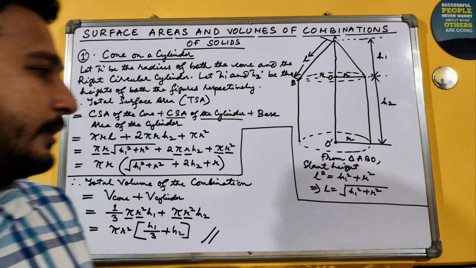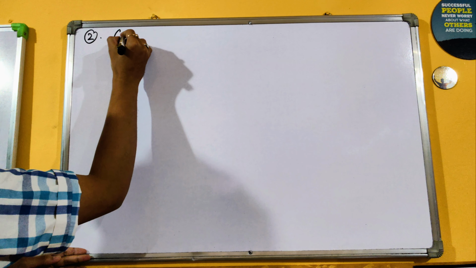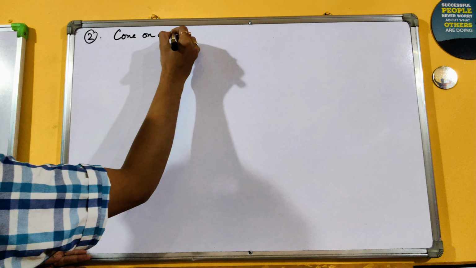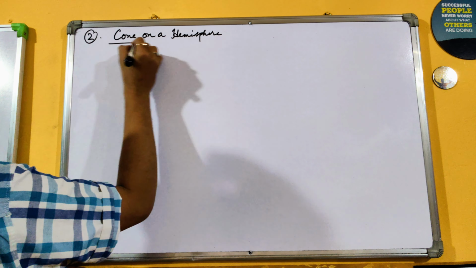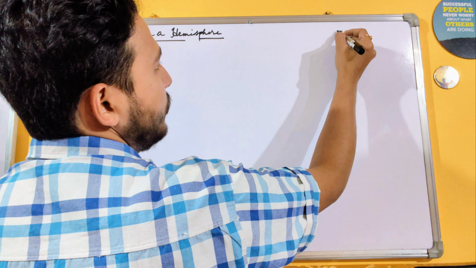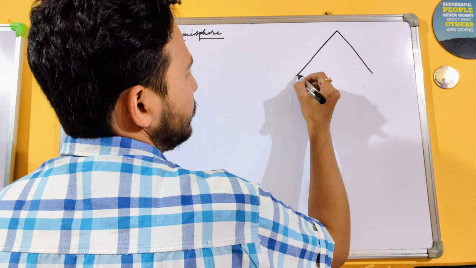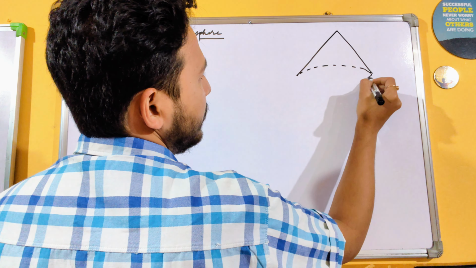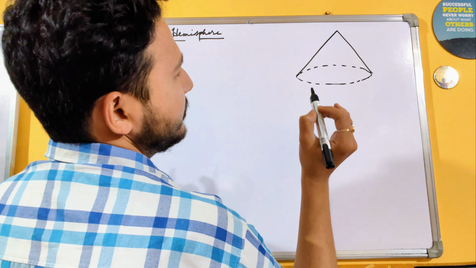Now we shall be finding out the second one. Number 2, cone on a hemisphere. Interesting. Let's draw the figure for this. Let's draw a cone first. It looks like a toy. That's the base. The cone is surmounted on a hemisphere.